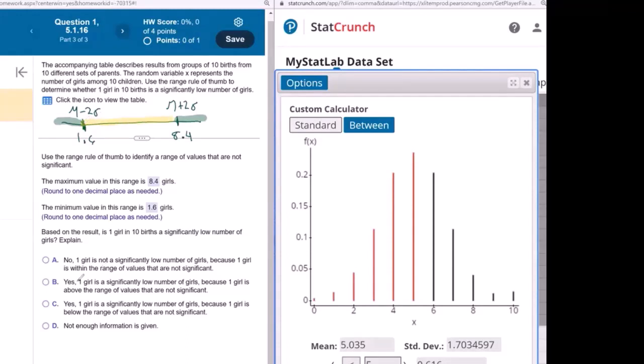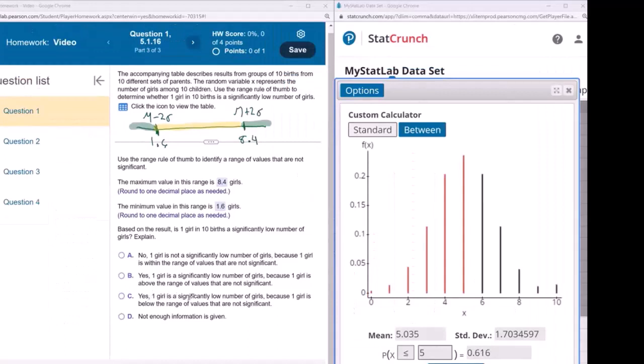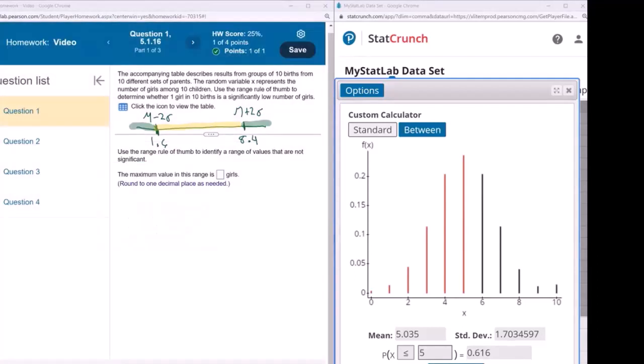What I would do, look at B. Yes, one girl is a significantly low number of girls because one girl is above the range of values that are not significant. That would mean they're in the yellow, but that's not helpful. C, yes, one girl is a significantly low number of girls because one girl is below the range of values that are not significant. That's my answer. Good. These are significantly low, significantly high, and here between those two, these are not significant.